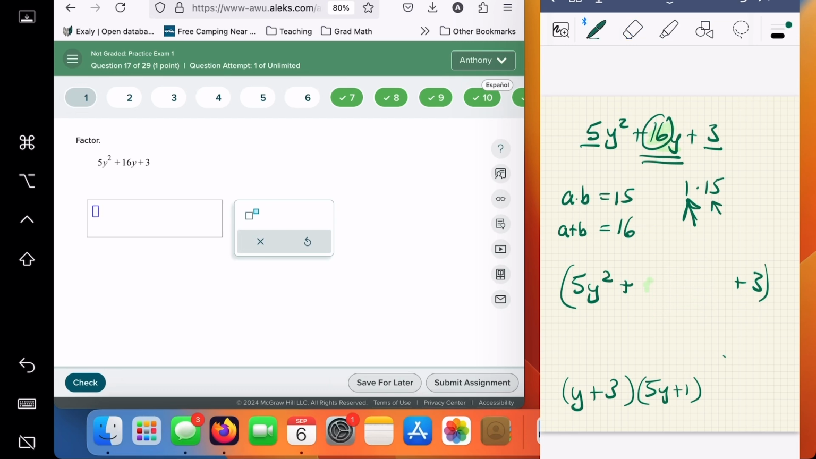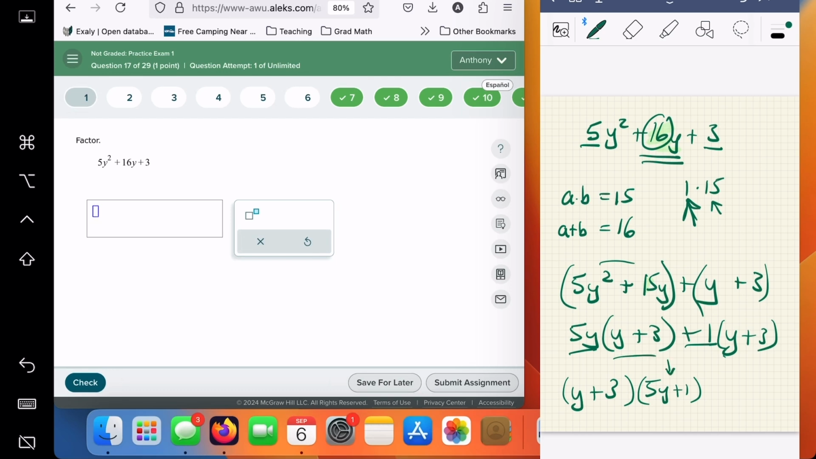Okay. If I do 15y plus 1y, same process. So now I factor out, what do these two have in common? Well, they have a 5y in common. And what's left over? Well, a y and a 3. All right. There's nothing I can really do, so I'm just going to write 1y and a 3. And notice, 5y plus 1, that'll be here, and then y plus 3, that'll be there. So either way, you get the right answer. All right, so we have y plus 3, 5y plus 1, and there we go.